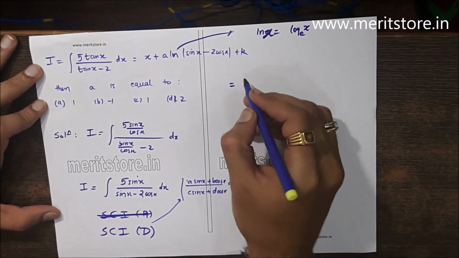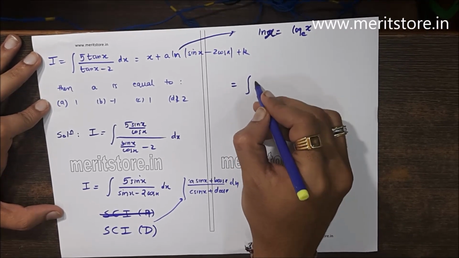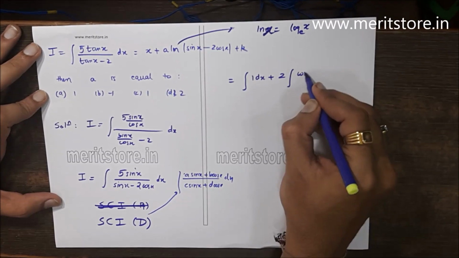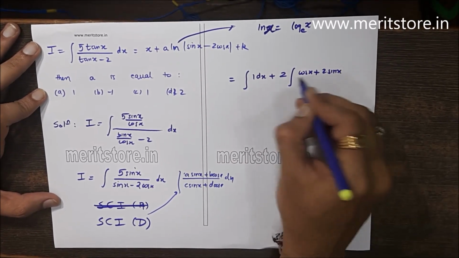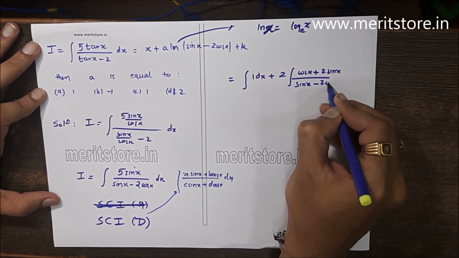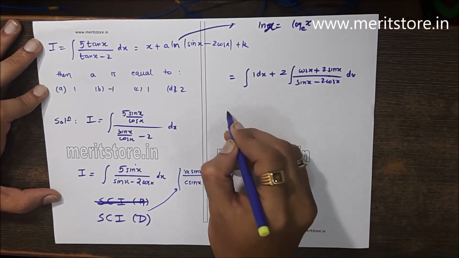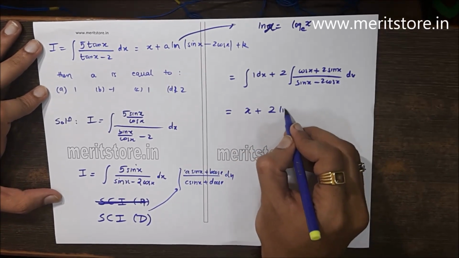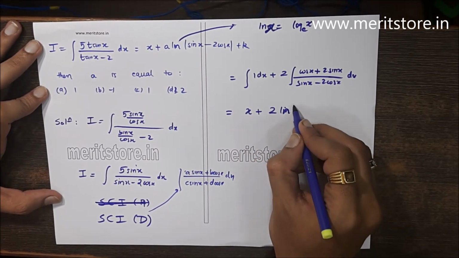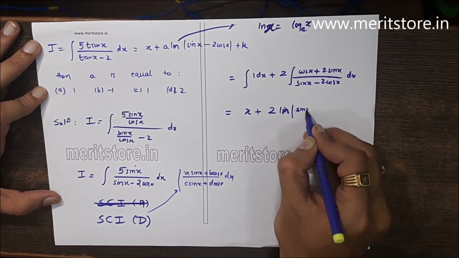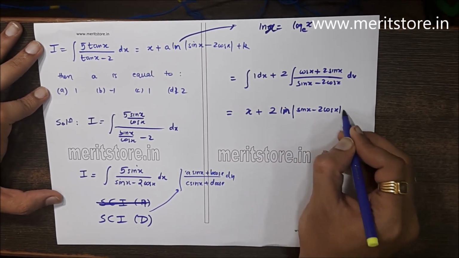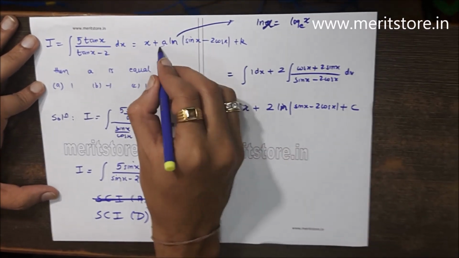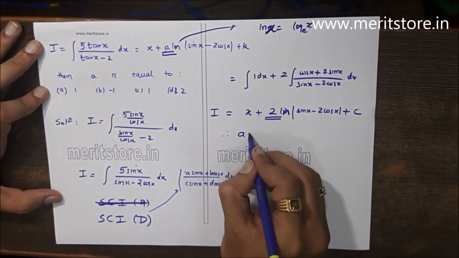out to integral of 1 dx plus 2 times integral of cos x plus 2 sin x upon sin x minus 2 cos x dx. Applying the formula, it would become x plus 2 ln, that is log mod sin x minus 2 cos x plus c, and therefore comparing with the given question, the value of a turns out to be 2.